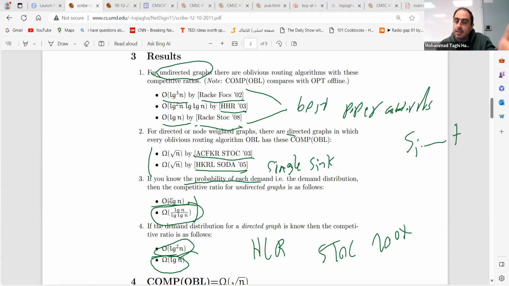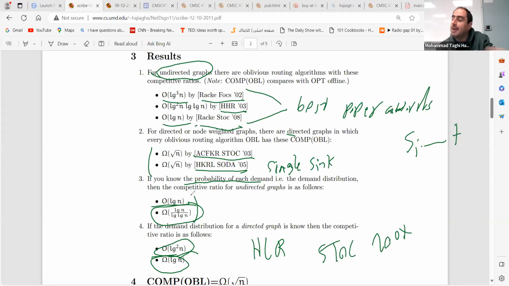For directed graphs, even for a single sink, if we say that all of this demand should go to one vertex, it cannot get better than square root of n. But what is the issue? The issue is that, for directed graphs, we cannot get it.